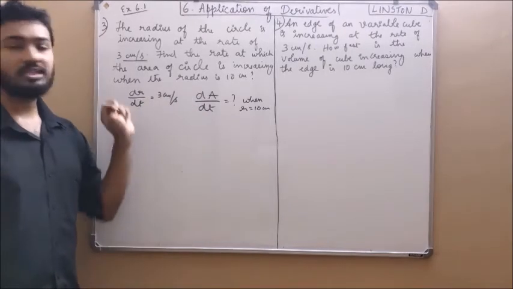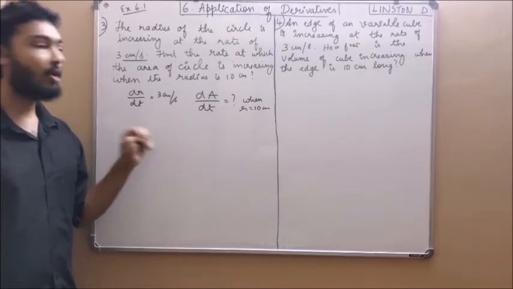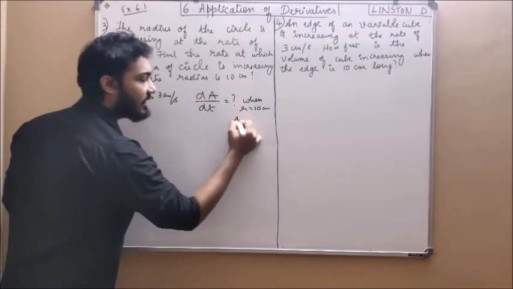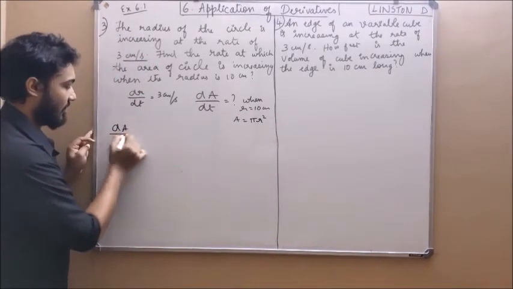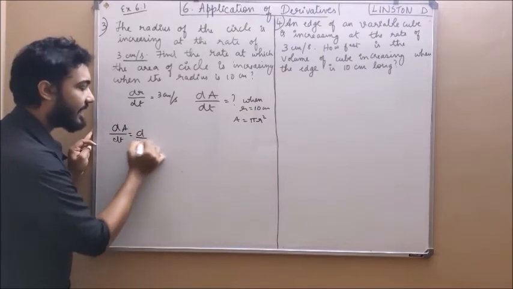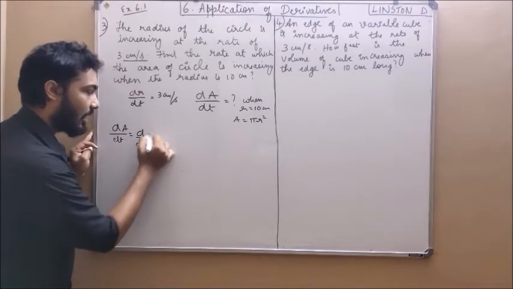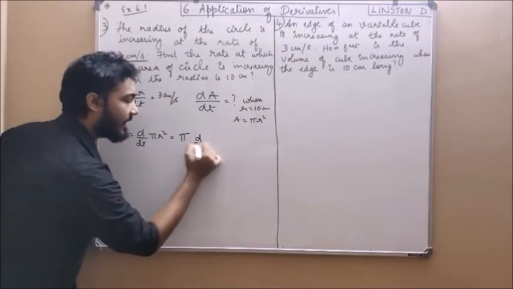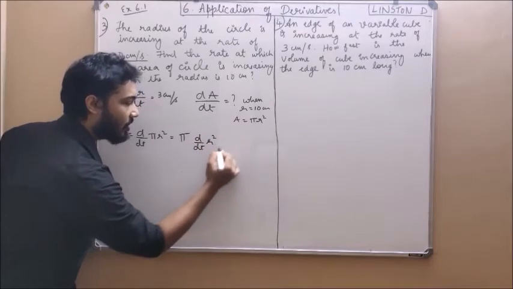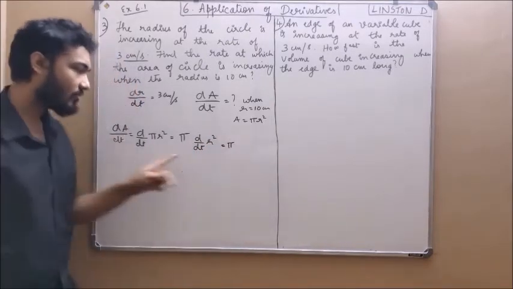First we have to find dA by dt. What is the area of the circle? Area of the circle is nothing but pi r square. So dA by dt is nothing but d by dt of pi r square. Pi is constant, take it out. Now it is pi times d by dt of r square.